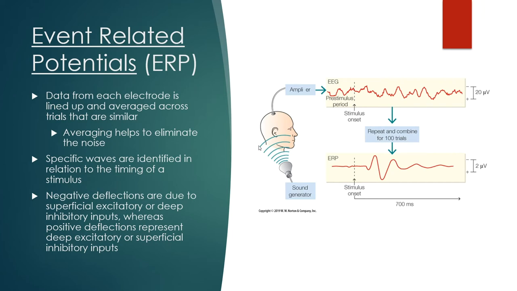This is really important, and this kind of gets back, this isn't something I'm going to test you on, but just to conceptualize a lot of this. Negative deflections in this wave are due to either excitatory things happening on the surface or inhibitory things happening really deep that are interfering with the signal. And there's no way of picking up which it is of the two. Positive deflections are either inhibitory stuff happening on the surface or excitatory stuff happening down below. So there's a lot of complexity and nuance to what we're actually picking up, and it really limits what you're able to infer about the population as a whole.